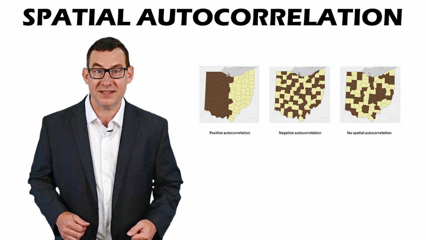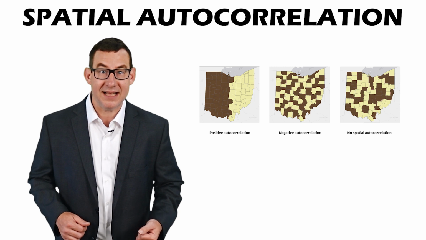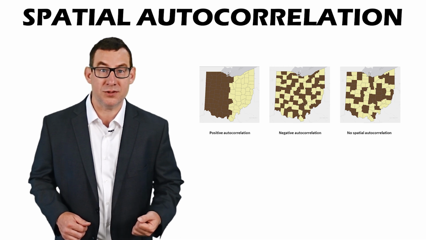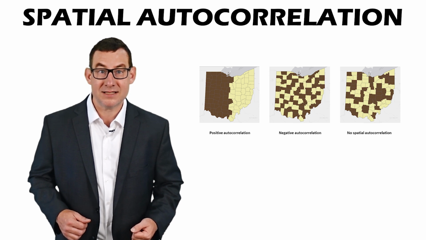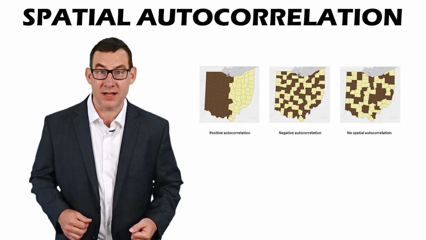Spatial autocorrelation. Spatial autocorrelation is the tendency for places that are closer together to have similar values. Spatial autocorrelation is based on Tobler's law.